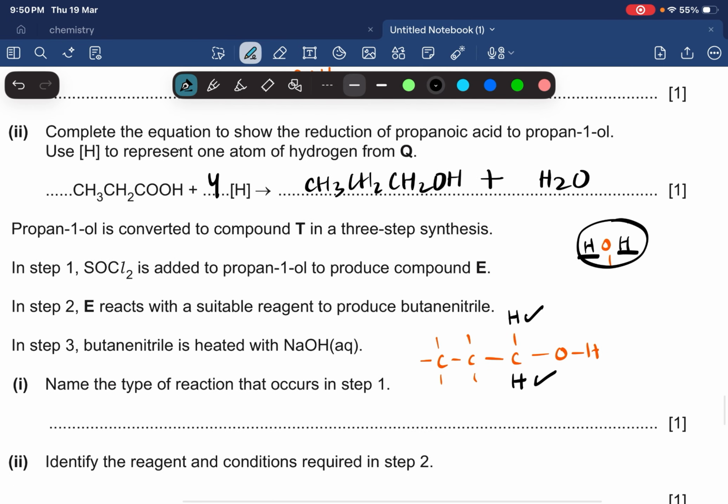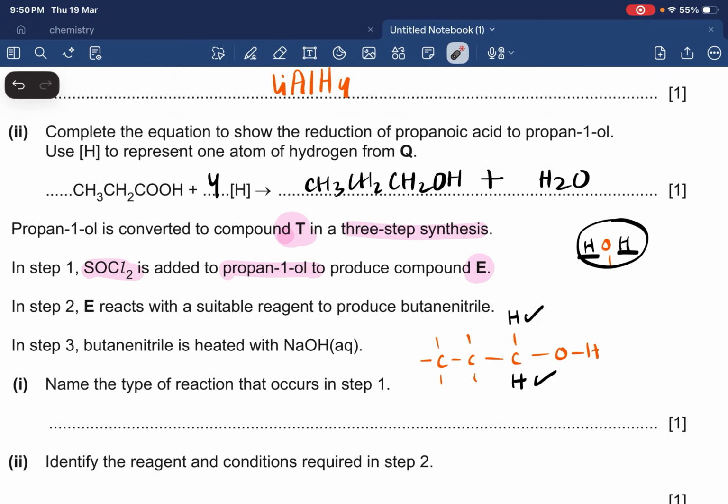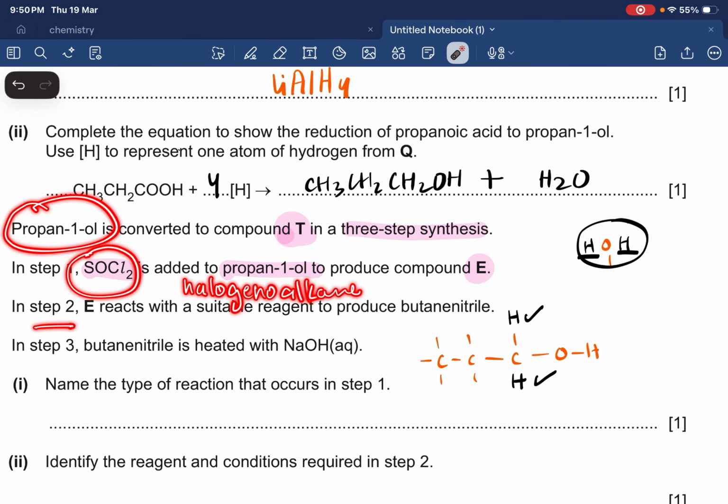Propan-1-ol is converted to compound T in a 3-step synthesis. Step 1 is SOCl2 is added to propan-1-ol to produce E. When we add SOCl2 to an alcohol, what do we get? We get a halogenoalkane. Remember, a halogenoalkane will form. In step 2, E, which is a halogenoalkane, reacts with a suitable reagent to produce butane nitrile.